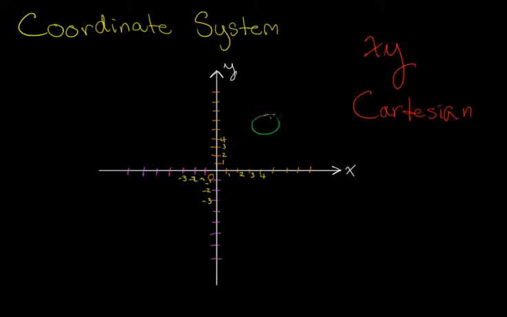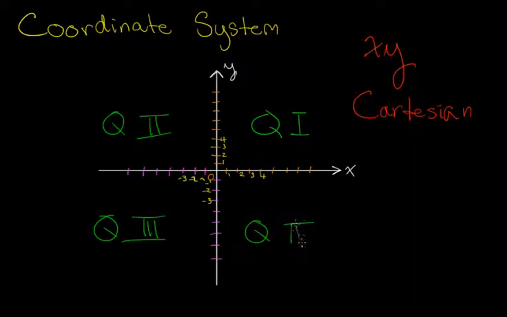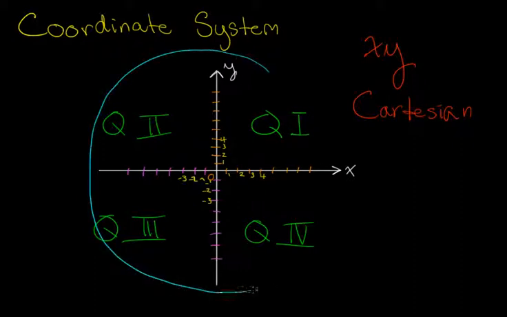So this is quadrant 1, and it's traditional to write the quadrants in Roman numerals. This is quadrant 2, quadrant 3, and quadrant 4. And you'll notice it's in the counterclockwise direction that we do our quadrants, which is kind of interesting. So that's it, really.